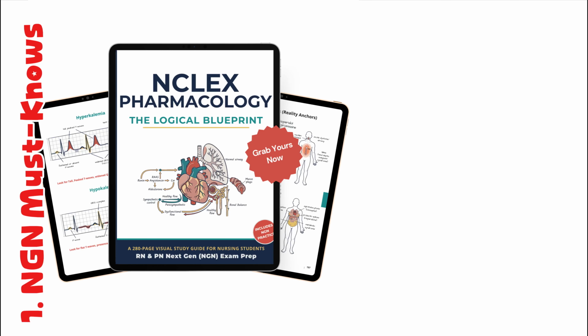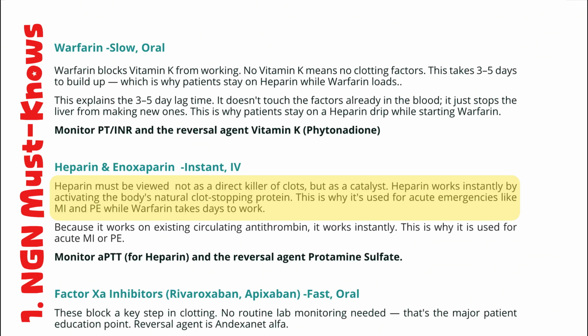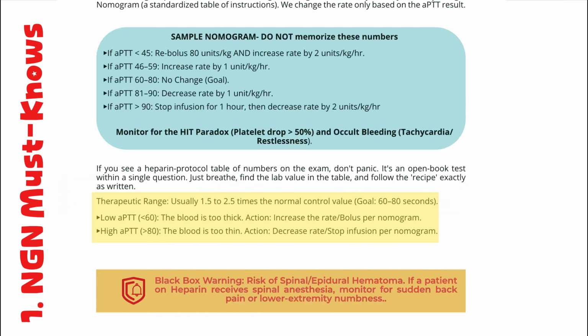For IV heparin, the mechanism is immediate catalyst activation of antithrombin 3, halting the clotting cascade in acute crises like pulmonary embolism or MI. The therapeutic goal for continuous IV heparin is an APTT between 1.5 and 2.5 times control, typically 60 to 80 seconds. If it climbs above 80 to 100 seconds, stop the infusion and prepare the reversal agent, protamine sulfate.